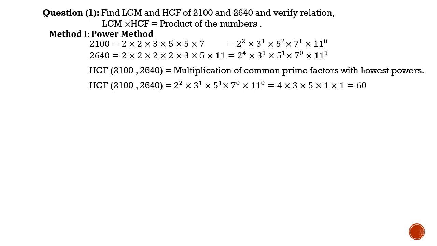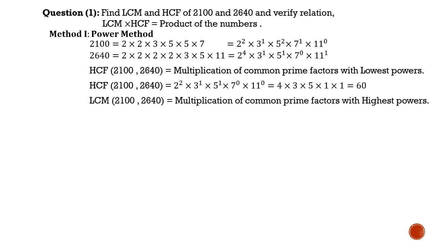Getting it? So this is the way of finding HCF of the given numbers. We'll take the lowest powers of all the common factors and we'll do their multiplication. If some factors are not available, we'll adjust those factors by taking power as 0. Similarly for LCM, instead of taking lowest powers, we will take highest powers of the common factors.